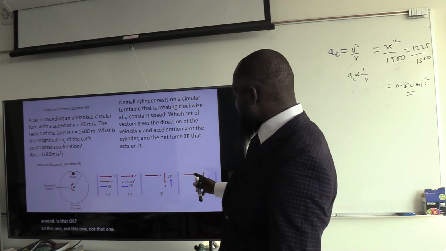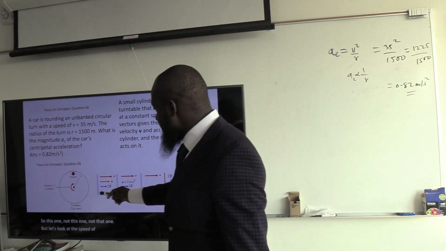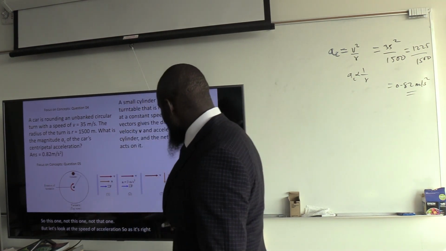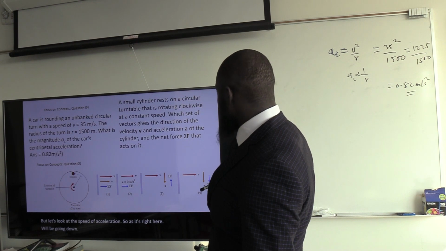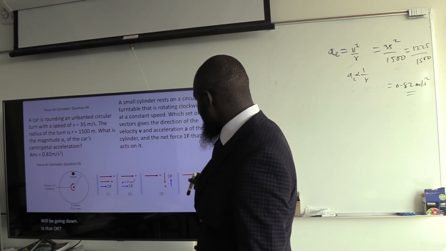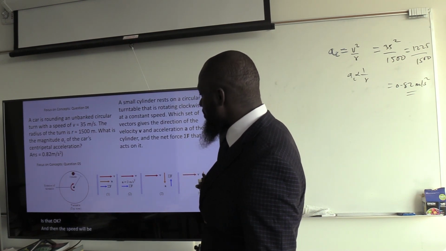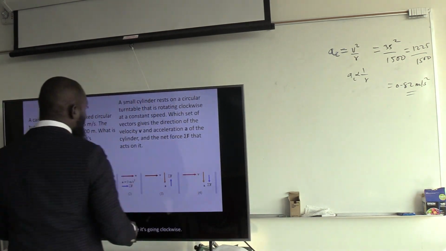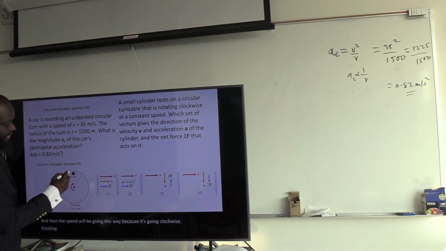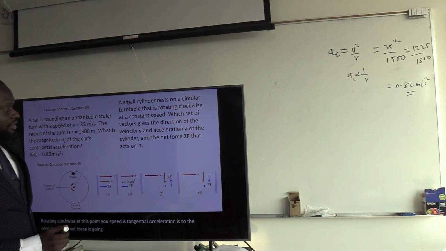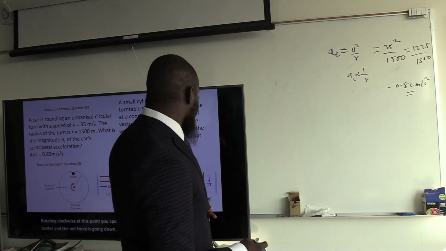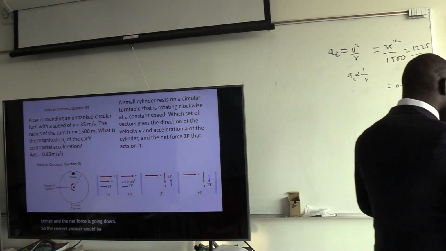But let's look at the speed and acceleration. As it's right here, at the top, the acceleration will be going down. And then the speed will be going this way because it's going clockwise. So if it's rotating clockwise, at this point your speed is tangential, your acceleration is to the center, and the net force is going down at that point also. So the correct answer would be 4 for that case.